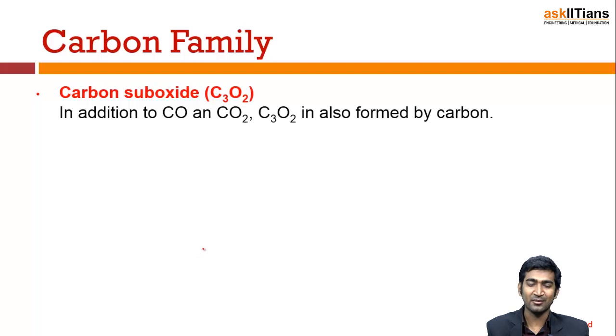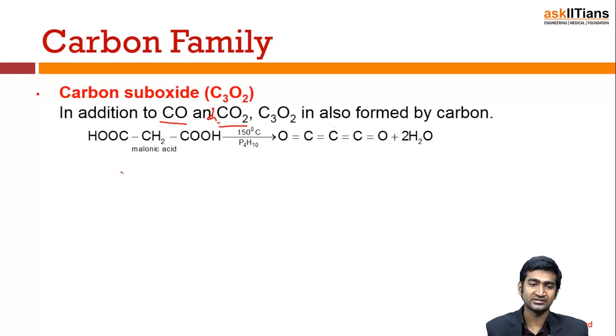Now there is something called carbon suboxide, C3O2. What is the structure? Let's see. So in addition to CO and CO2, we have C3O2. It is also formed by carbon. It is like this: you have malonic acid, COOH-CH2-COOH. If I heat it at 150 degrees Celsius with P4O10, I get C3O2.